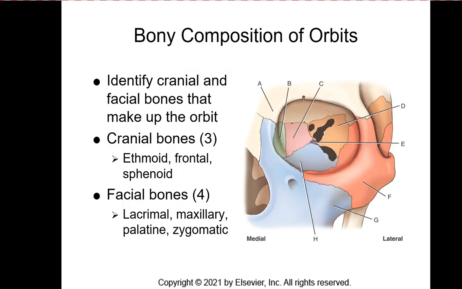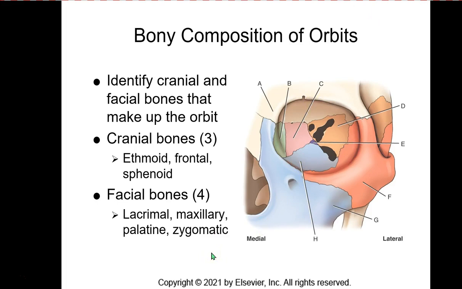So while the previous slide discussed the bones that make up the base of the orbit, on this slide, we'll identify the remaining bones, the other 4 bones that make up the rest of the orbit. So the frontal bone, the zygoma, and the maxilla, we know those form the base of the orbit. And you can see those here. So the frontal, the zygoma, and the maxilla.